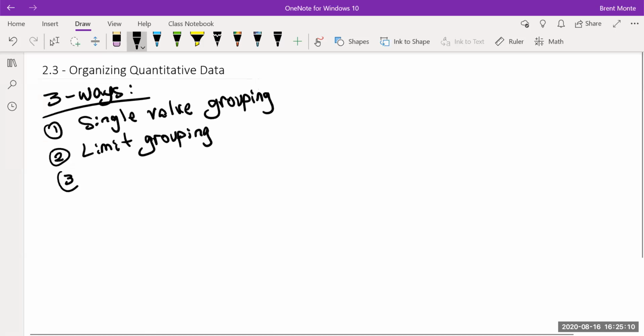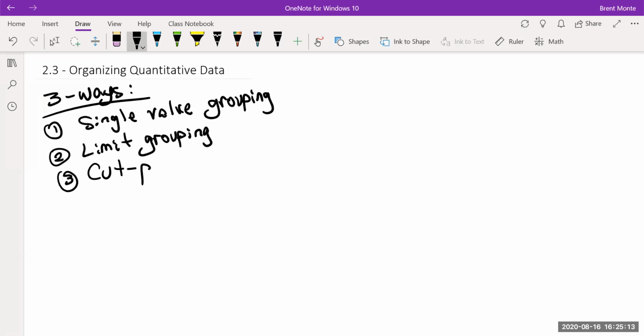And then the last one we talk about, they call it cut point grouping. Cut point grouping is usually used when we have continuous data. So if I'm weighing logs, I may say, okay, any log that's between 0 and 10 pounds is going to go in this group, but 10 to 20 pounds is going to go in that group. Well, if I have something that's 10 pounds, which group do I put it in?